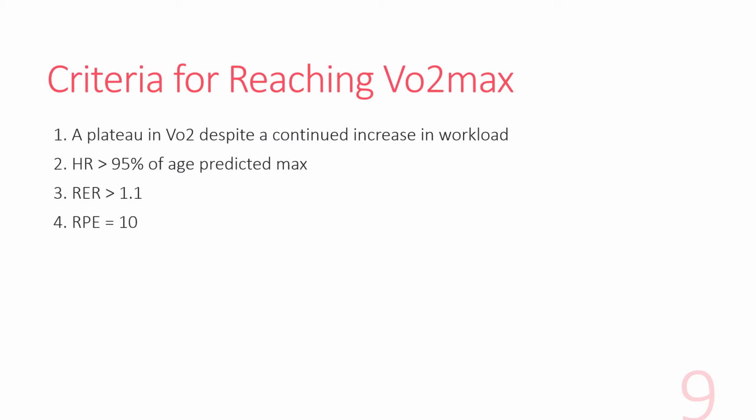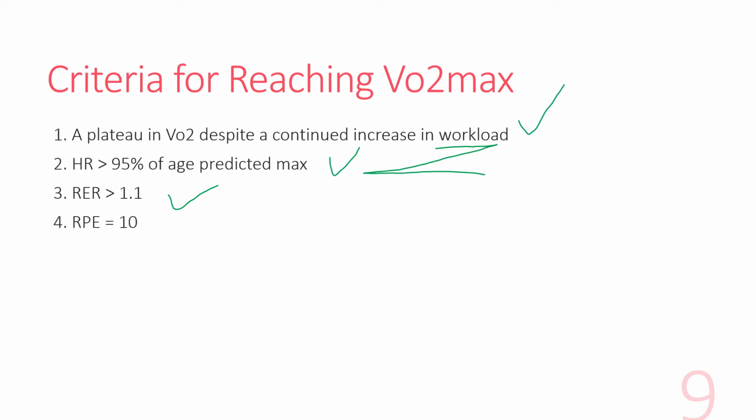Criteria for reaching our VO2max: we should have a plateau in VO2 despite a continued increase in workload. This basically tells us that you are now utilizing anaerobic fuel to continue to increase your workload. That's one thing we would like to see in order to reach your true max. We would also like your heart rate to be greater than 95% of your age predicted max. We would like our RER to be over 1.1. We know that if we're above 1.0, we're getting an anaerobic contribution, so 1.1 is a significant contribution from our anaerobic systems.